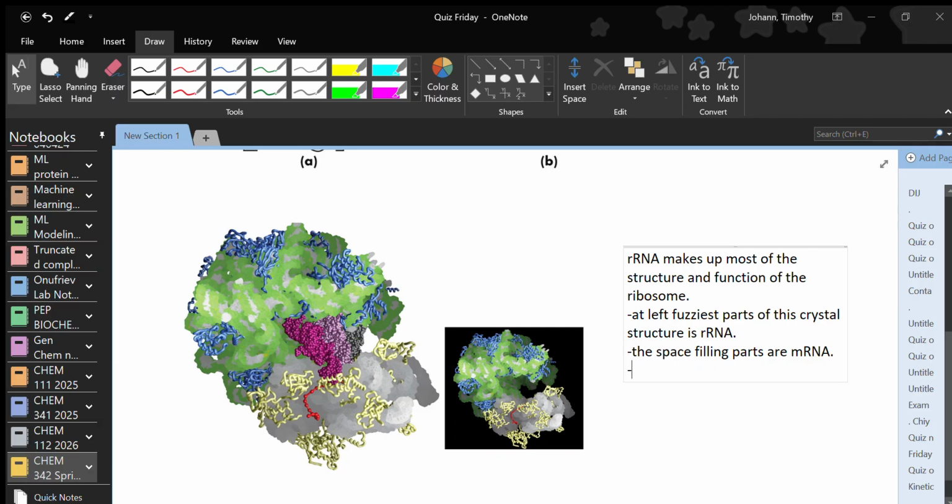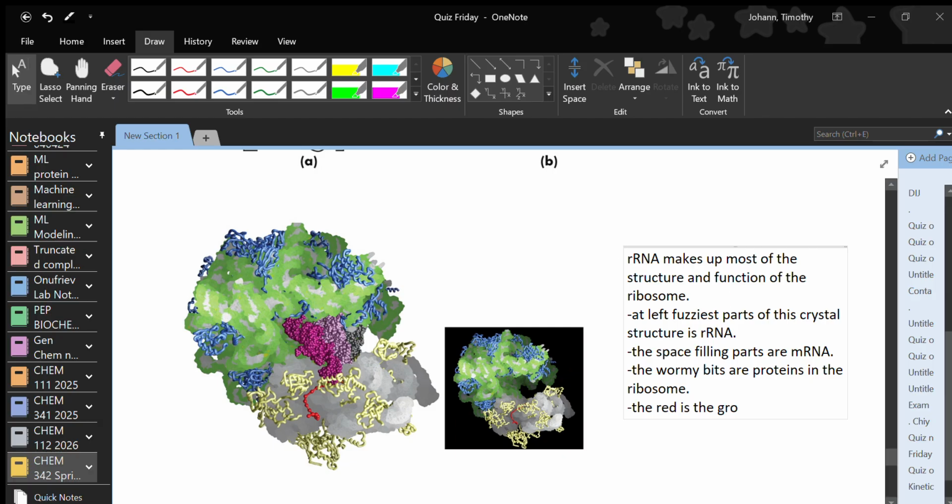Okay, the wormy bits, it's just showing you the backbones of the proteins. The wormy bits are proteins in the ribosome. Can you draw arrows actually? I will. I can draw arrows from what I've written. And then the red is the growing peptide.